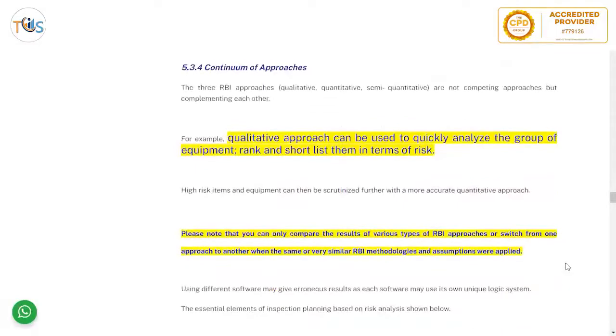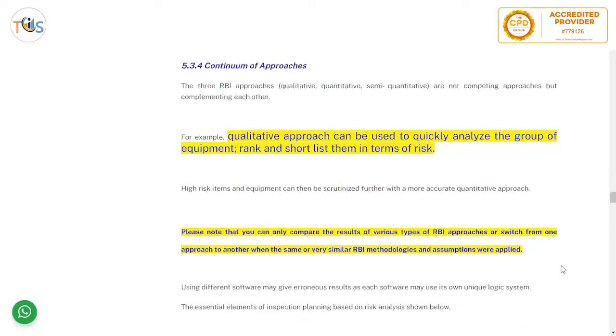Continuum of approaches: the three RBI approaches, qualitative, quantitative, and semi-quantitative, are not competing approaches, but complementing each other. For example, qualitative approach can be used to quickly analyze the group of equipment, rank and shortlist them in terms of risk. High-risk items and equipment can then be scrutinized further with a more accurate quantitative approach.